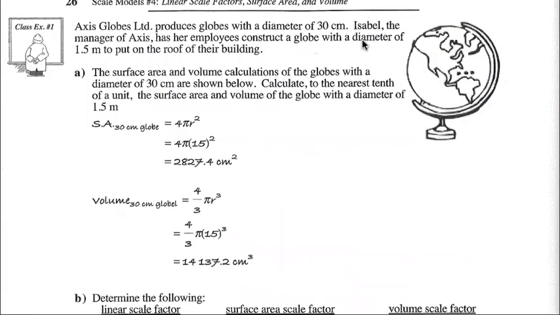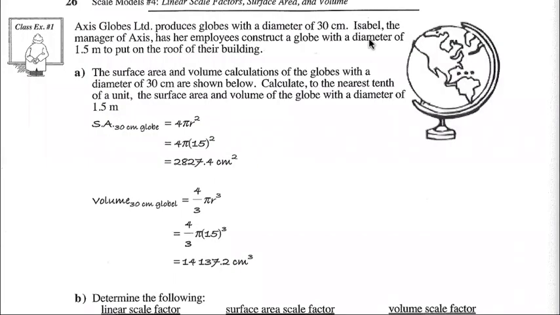Well, how do we apply it? Can we see it? Let's look through this example. Example 1, Axis Globes Limited produces globes with diameter 30 centimeters. Isabel is the manager of Axis and has her employees construct a globe with a diameter of 1.5 meters to put on the roof of their building. Surface area and volume calculations of the globes with the diameter of 30 are shown below. Calculate to the nearest tenth of a unit the surface area and volume of a globe with a diameter of 1.5 meters. So that's our first step, do those calculations.